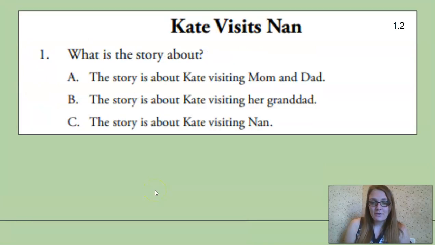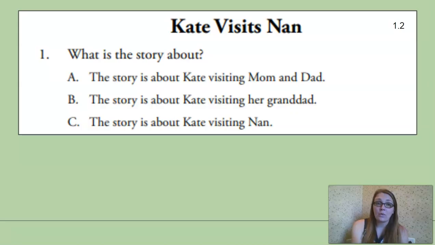Okay, now that we've read the story of Kate Visits Nan, let's talk about it for a minute and then answer some questions. So Kate is the girl telling the story. She's the narrator. In the story, we met a couple of characters. There's Kate, and she's visiting her... who is she visiting? That's right, her Nan, her grandmother. And Nan mentions 2 other characters. Do you remember who they are? Jake and his grandson, Max.